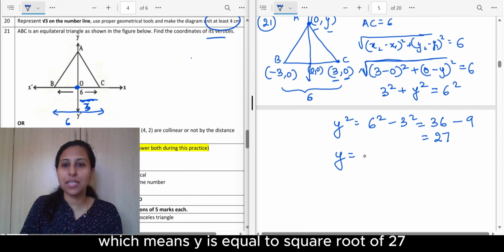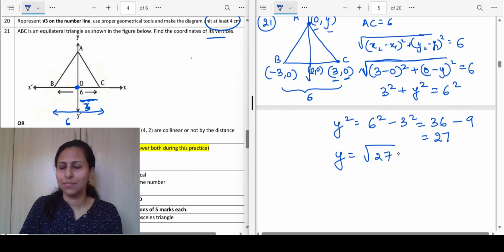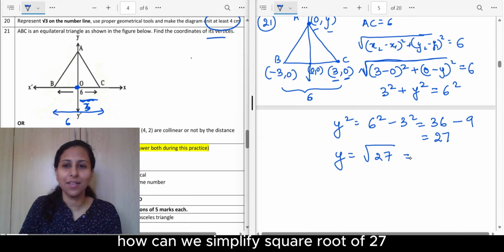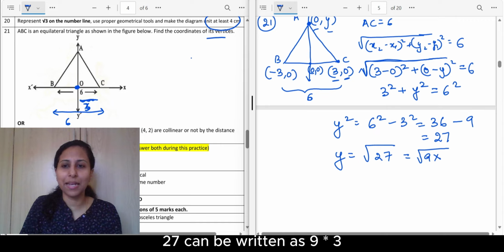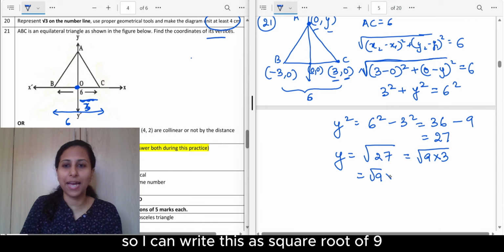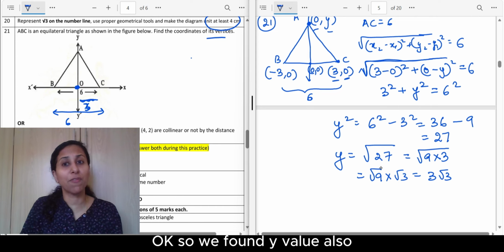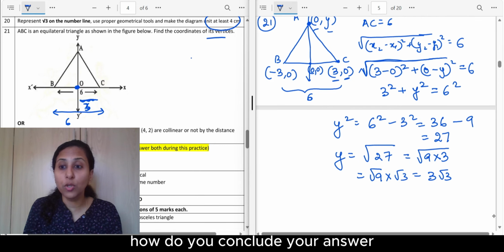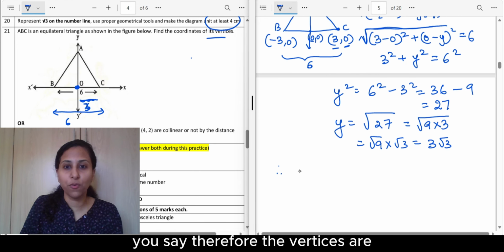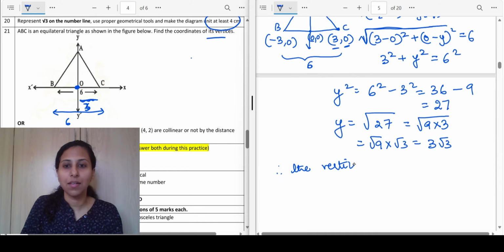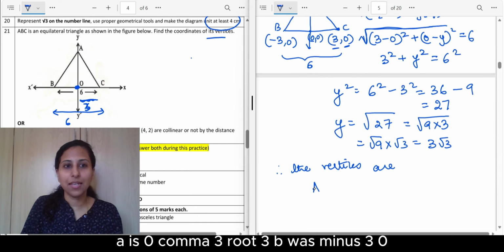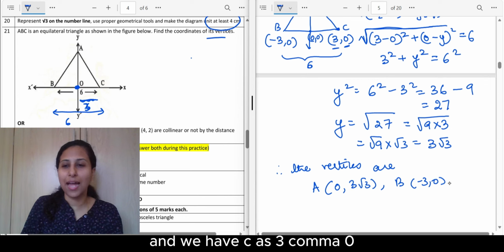Which means y is equal to square root of 27. How can we simplify square root of 27? 27 can be written as 9 times 3. So I can write this as square root of 9 multiplied by square root of 3, which is 3 root 3. Okay, so we found y value also. How do you conclude your answer? You'll say, therefore, the vertices are A is 0, comma 3 root 3. B was minus 3, 0. And we have C as 3, comma 0.